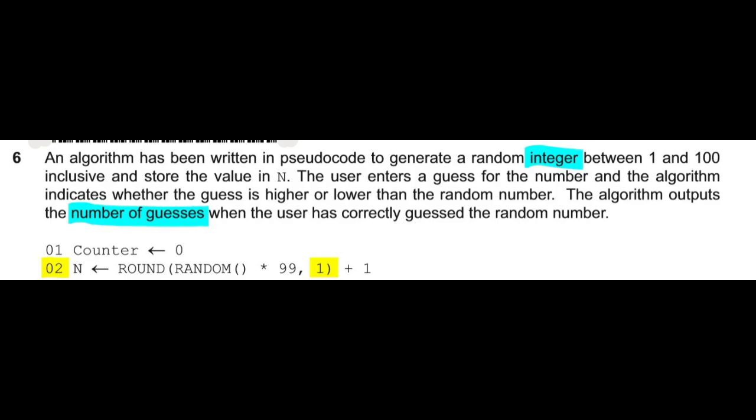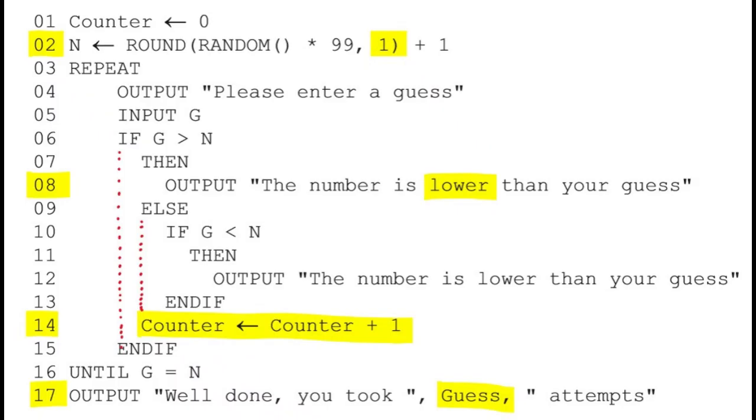The second line says the user enters a guess for the number, and the algorithm indicates whether the guess is higher or lower than the random number. The first line, so we will check line by line. The first line is counter is assigned to 0. This is perfectly alright. The second line, n is assigned to round. So the round function is used, very good. The random function is used times 99, 1. So here we are allowing a decimal place, 1 decimal place, but we need an integer number. Integer means a non-decimal number. So here it will not be 1, here it will be 0, 0 decimal places. So the first error is in line 2.